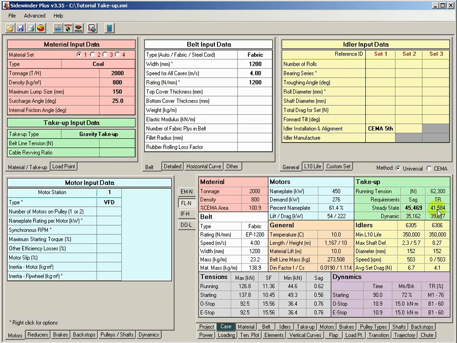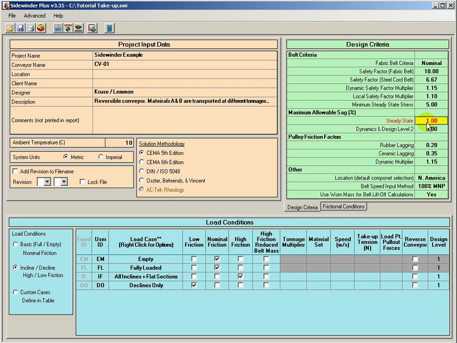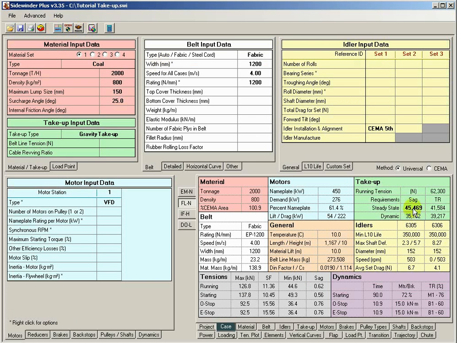When we go to the fully loaded case, now we can see that actually the bold one, which is the largest number of all of them, the determining criteria is just steady state running for belt sag. So in other words, to meet our 1% belt sag that we specified under steady state running here, we need a take-up tension of 45.4.